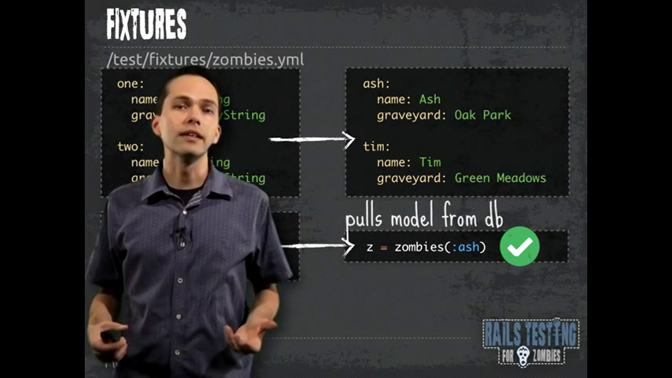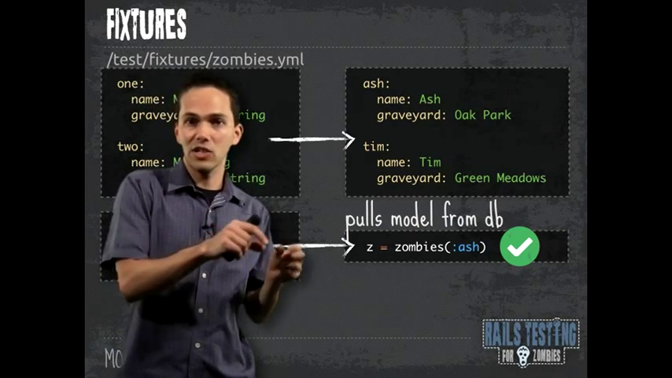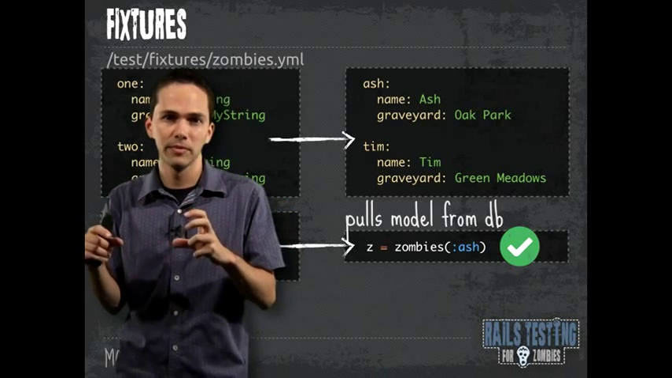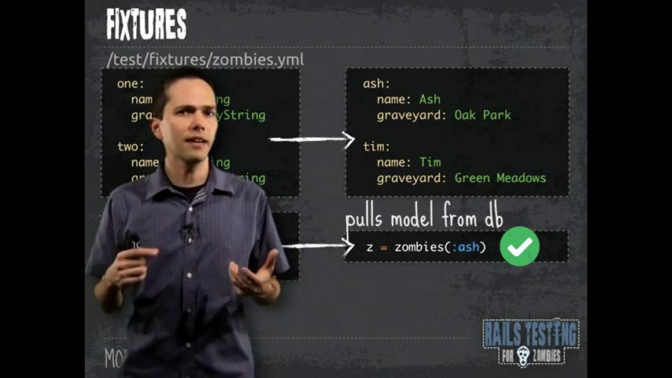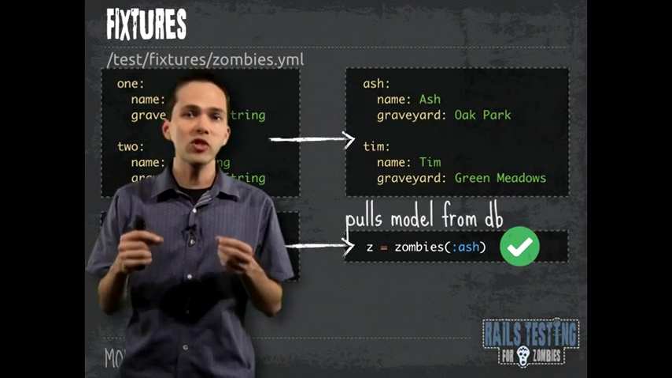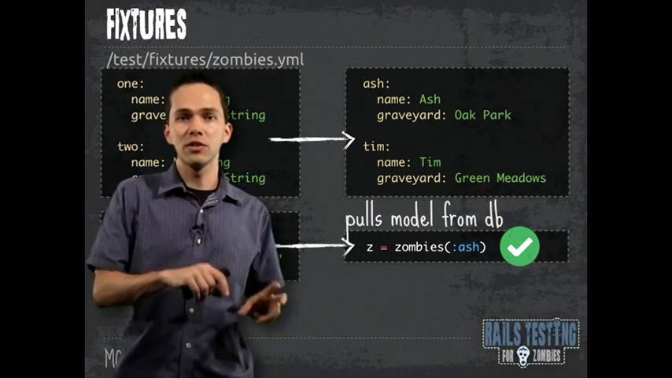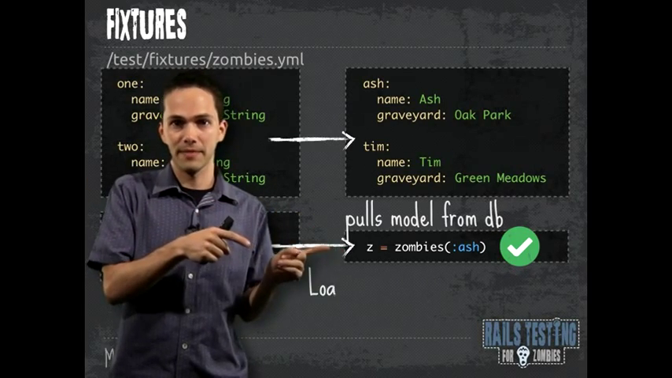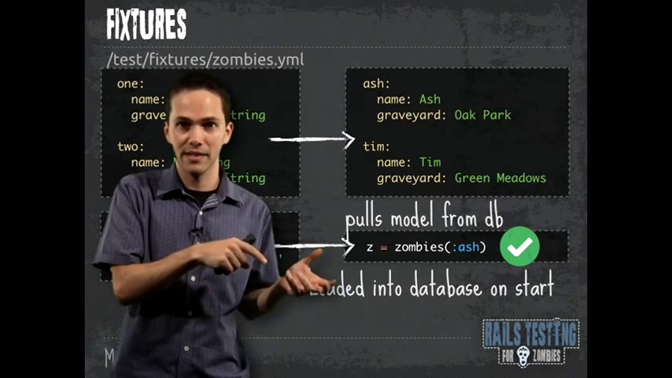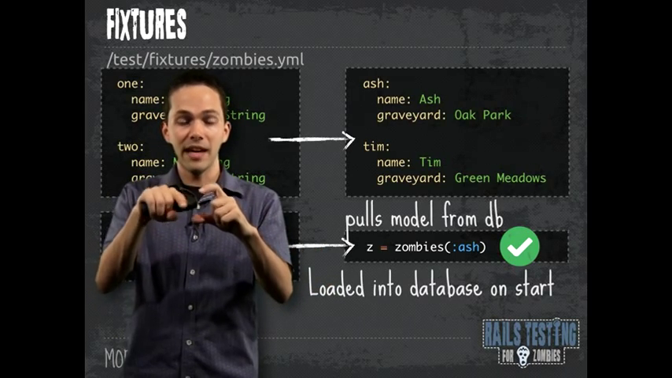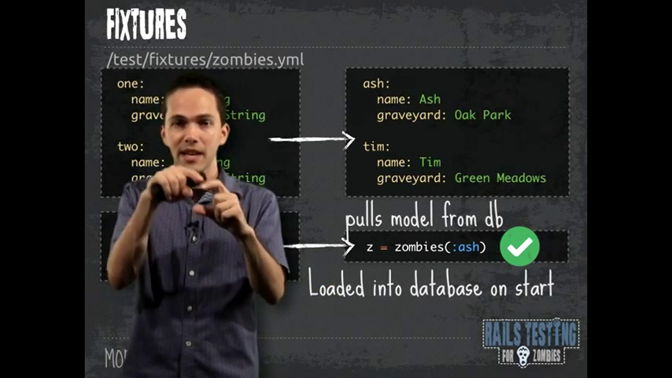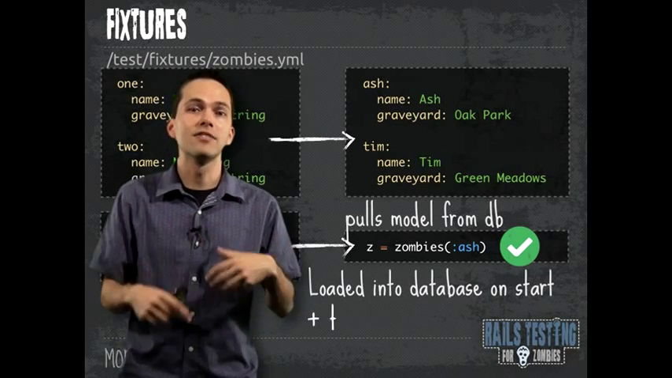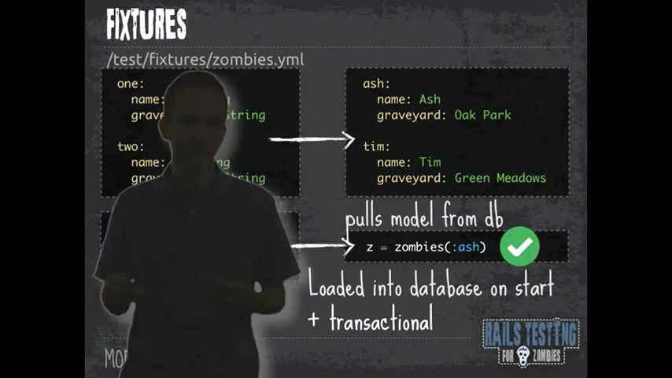What this command is doing is it's actually pulling zombie Ash out of the database into an active record object and setting that equal to the z variable. So how do fixtures work exactly? Well, when you run your test, the first thing that happens is that your Rails application grabs all the fixtures, puts them all into the test database. Does that at the very beginning when you run your tests. Then when you run a test, if anything gets changed there in the database, at the end of that individual test, any changes get rolled back. It's transactional for each test.